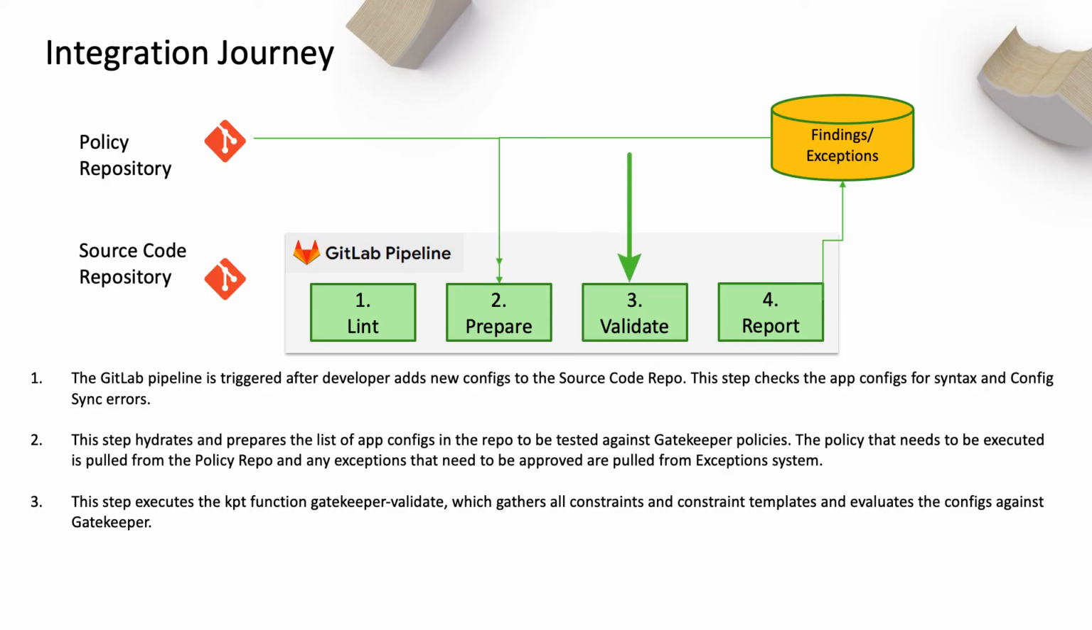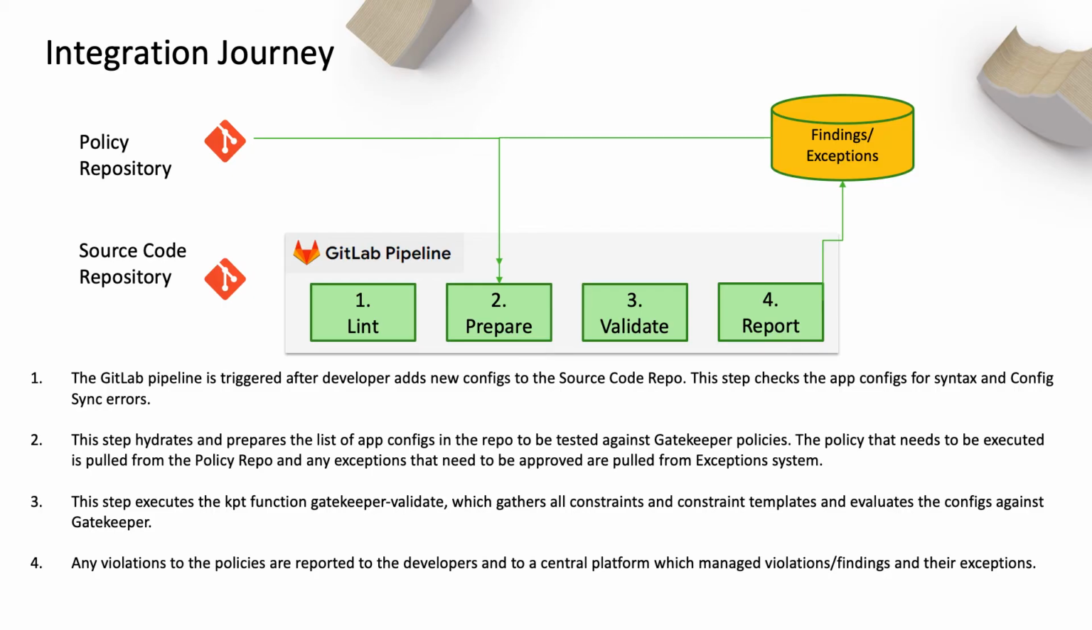Let's move to the third stage, which is the validate stage. The validate stage is going to execute the Gatekeeper validate function, which is the key aspect of enabling the security guardrail. From the previous stage, the policy details of which need to be enforced are fed in along with the exceptions, and the Gatekeeper validate will now execute these entire policies on the resource that the developer has developed. And the results are then fed into the fourth stage, which is the report stage. And in the report stage, immediate feedback to the developers is provided in the pipeline.